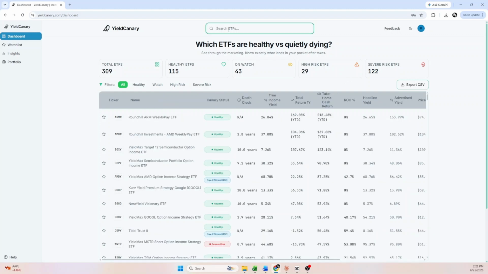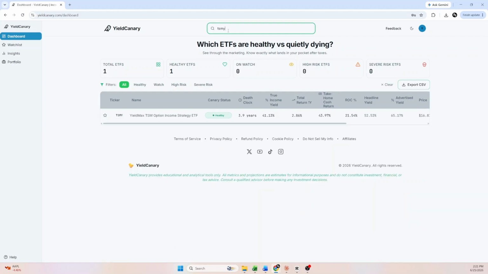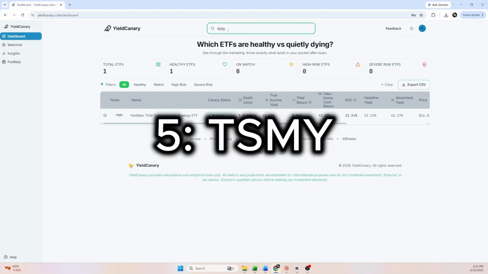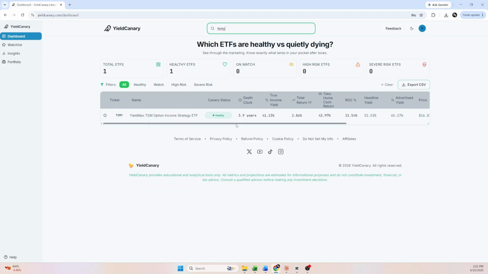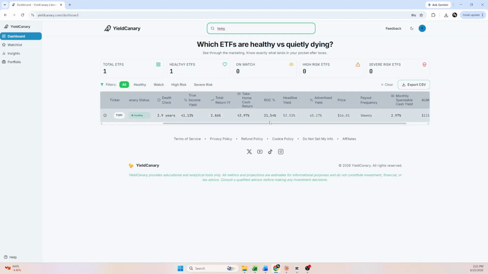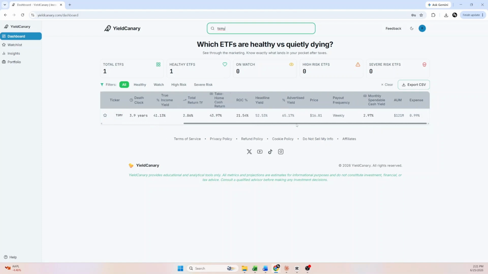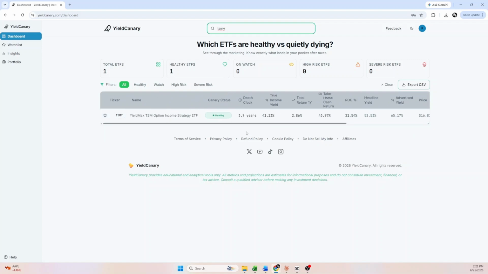So we're going to be going through the top 5 in order of monthly spendable cash yield. And the first one on the list is ticker TSMY. This is the YieldMax TSM option income ETF. Just some basic metrics here. You can see the Canary status is healthy. We have a true income yield of 41% and take-home cash return of about 44%. The return of capital sitting at about 22%, and the monthly spendable cash yield is around 3%.